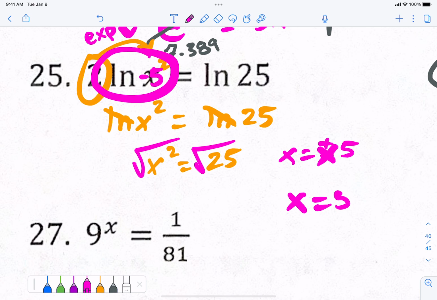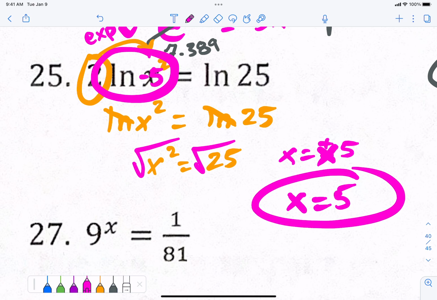X equals 5 is the only answer that you need. Wait, could that be technically right? Because it's 2 ln of negative 5. Because you can make the 5 positive, 2 ln of 5. You can still do that, you just have to move the 2. Wait, let me put it in my calculator. If you do the 2 in front first, it doesn't work. It's not a real answer.